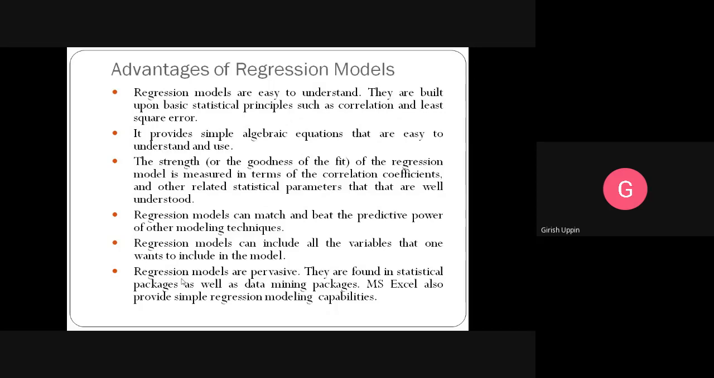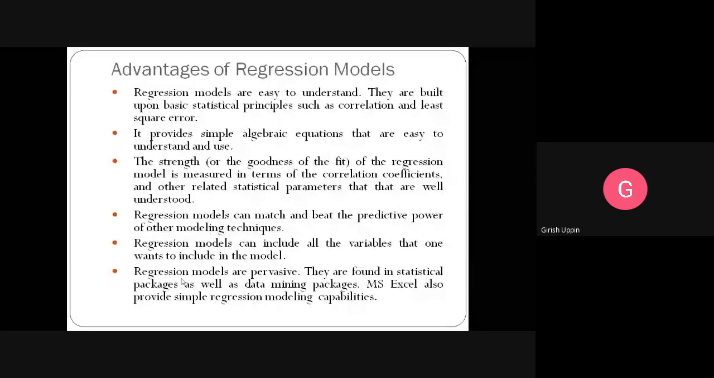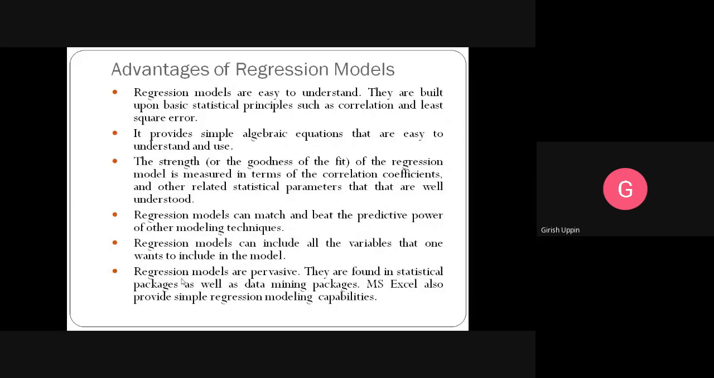classification. And the strength of the regression model is measured in terms of the correlations, the coefficients, and other related statistical parameters that we understand very well. For example, as we talked so far, we are selecting the predictor variables based on their correlations. If they are highly correlated, we are not going to select all the correlated variables. When we are selecting the independent variables, we want those variables to be distinct from each other, so there is no relation. Then the predictive power will increase.